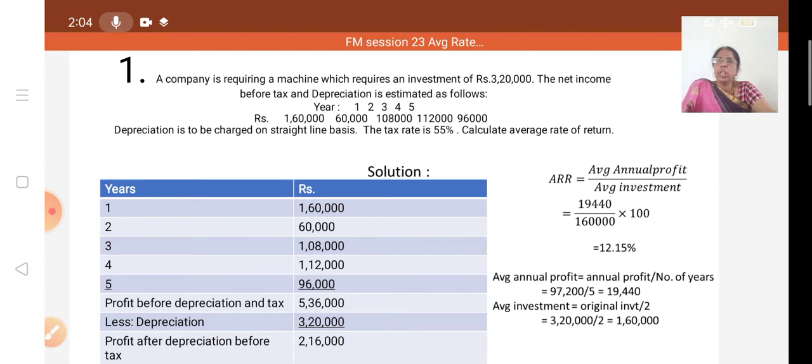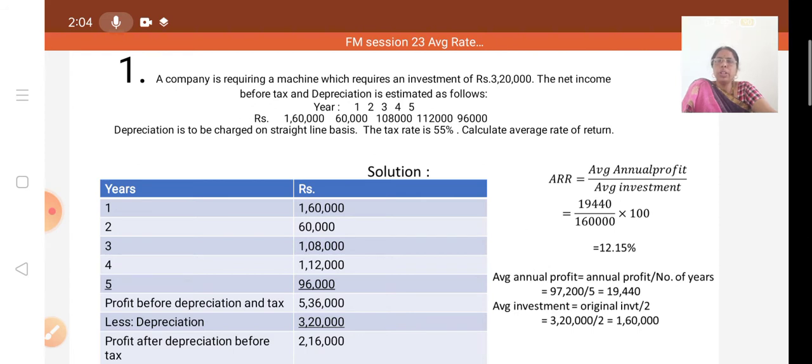So we have to calculate the profit after depreciation and tax for ARR. Just take down two columns, number of years and particulars. The cash inflows from 1 to 5 years are 1,60,000, 60,000, 1,08,000, 1,12,000 and 96,000. Now this is profit before depreciation and tax. The total of this column, that is cash inflows, is 5,36,000. In the problem the tax rate given is 55%. So the depreciation is 3,20,000.